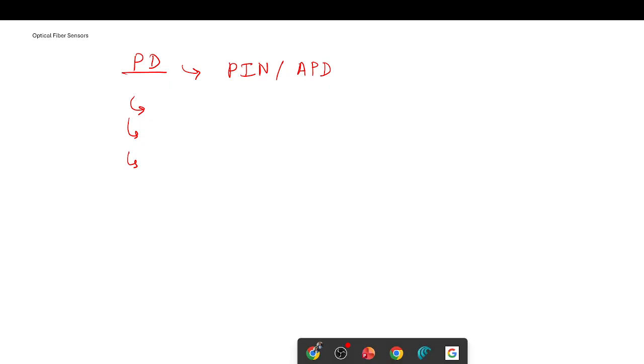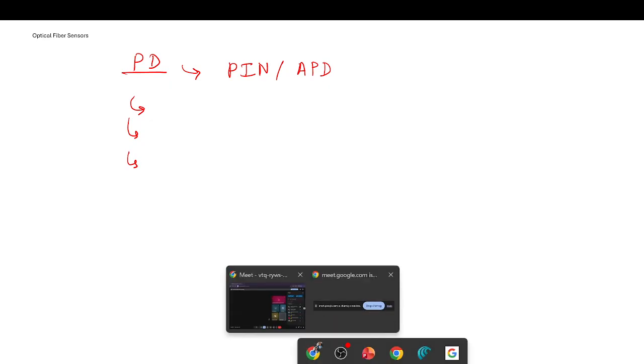Apart from that, we need to go for the photodetection system, and one of the best examples is the PIN photodiode or APD, the avalanche photodiode. First thing we need to check for this, actually there are three things. One of you guys can tell me what we need to check for this? What should be there for the detection?